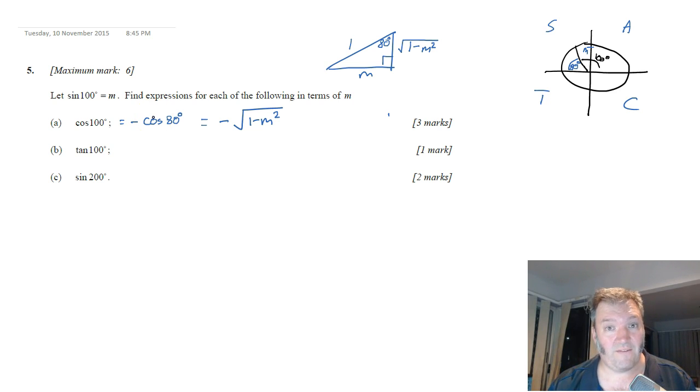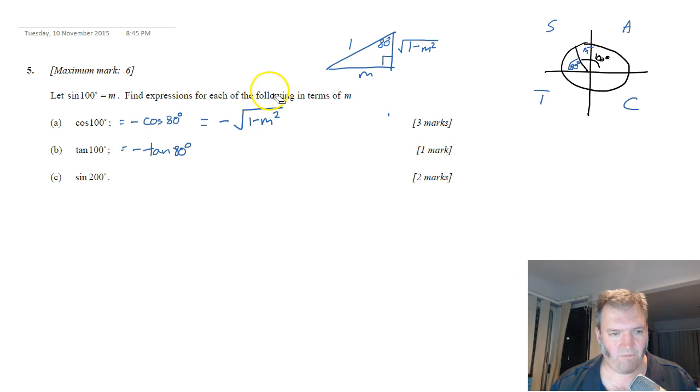Tan of 100 is going to be the same thing, isn't it? We're in the second quadrant, so we must be negative. Tan of 100 degrees is equal to negative tan 80 degrees, because we always want the acute angle from the x-axis. So there's my 80 degrees. It's going to give me the same answer as 100 degrees, so that's okay. But it's going to be negative tan of 80 degrees.